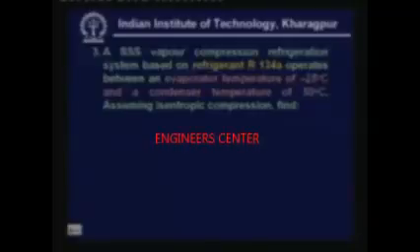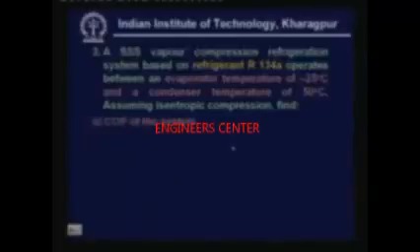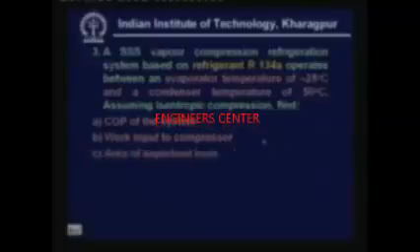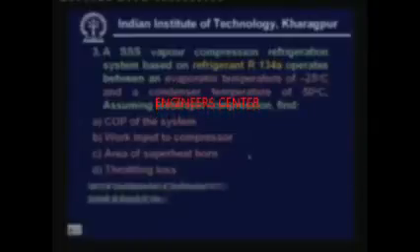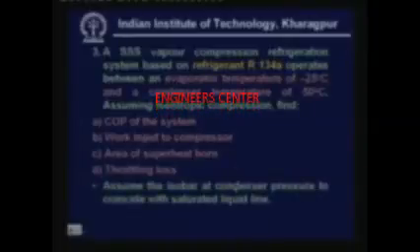So, evaporator and condenser temperatures are specified, and assuming isentropic compression, we have to find the COP of the system, find the work input to the compressor, find the area of the superheat horn, and finally find the throttling losses. Okay. And assume that the isobar at condenser pressure coincides with the saturated liquid line. So, this is the information given to us.